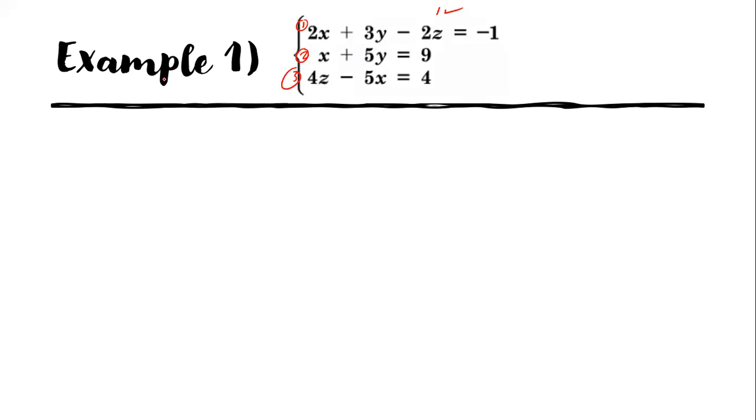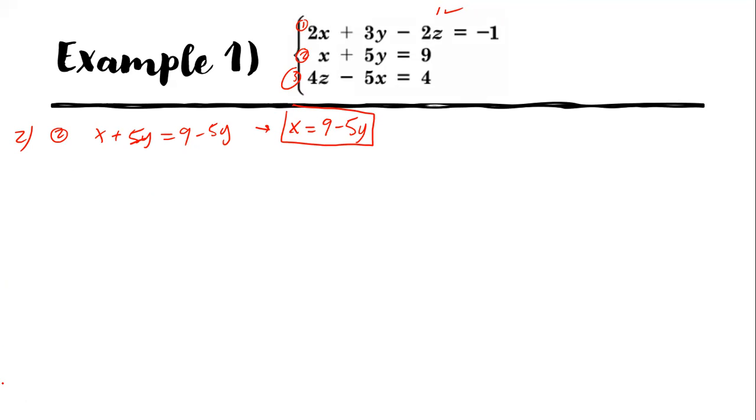Okay. Step 2 is to decide on an equation to get a variable by itself. So looking at equations 1, 2, and 3, which one has a variable with a coefficient of 1? 2. Equation 2 has a variable with a coefficient of 1. So we're going to use equation 2, which is x plus 5y equals 9. So to get x by itself, we're going to subtract 5y. So we're going to be working with x equals 9 minus 5y.